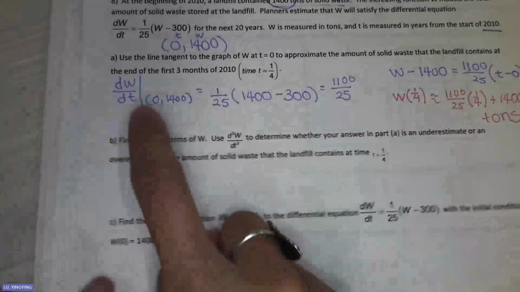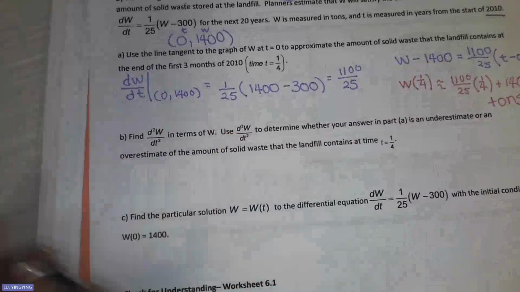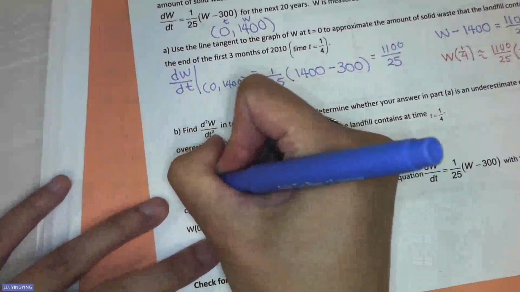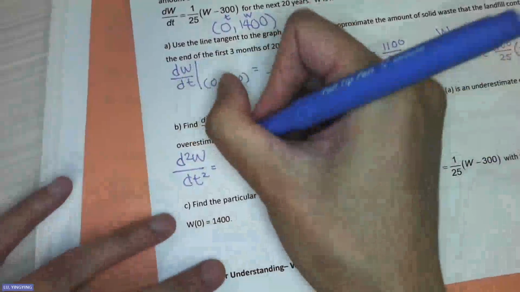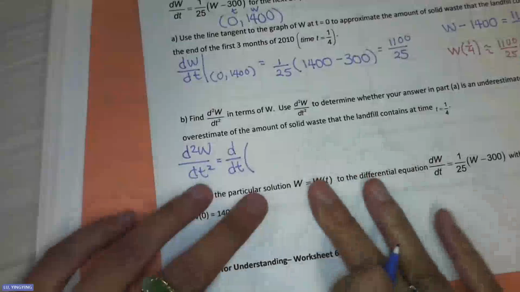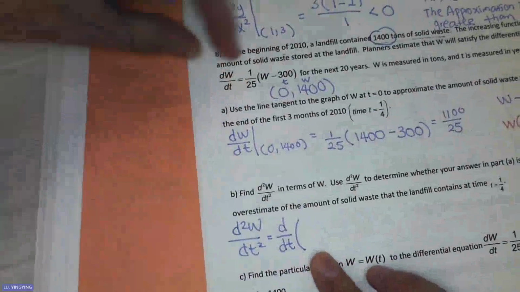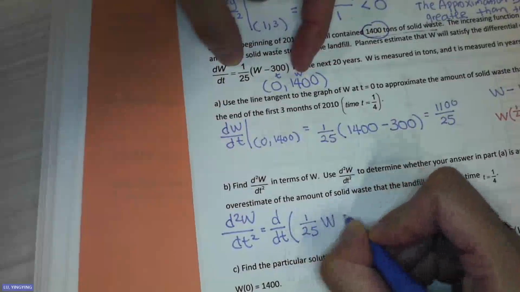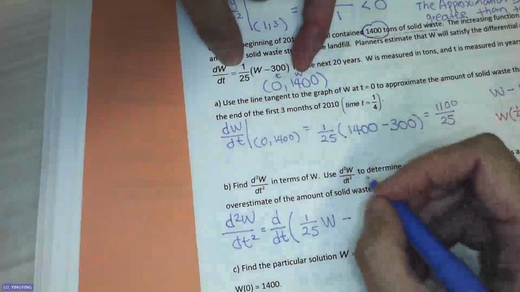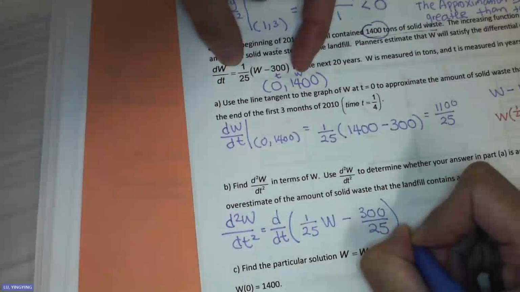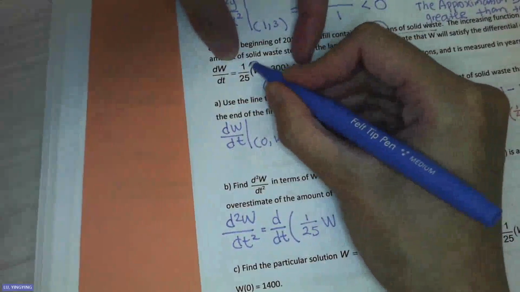So I need to remind you how to find the second derivative in terms of W. First of all, d squared W over dt squared, what does that mean? It means I'm taking the derivative with respect to t of your original dW/dt. What is my original dW/dt? It is 1 over 25 times (W minus 300). I'm going to go ahead and distribute this because it's easier to take the derivative again. 300 divided by 25, I don't care what that is.